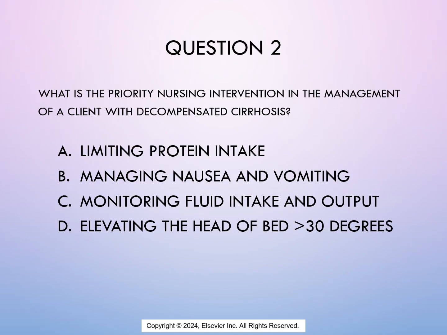Go ahead and take a moment to review this question. Here we are looking at what the priority nursing intervention is in the management of a client with decompensated cirrhosis. Go ahead and take a moment to review your answer choices and pick the best answer. And you can pause your video here and we will discuss the answer on the next slide.